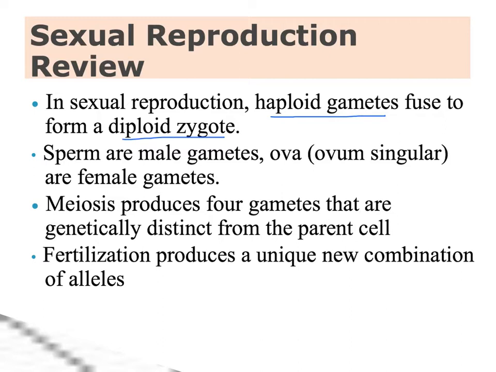Meiosis produces 4 gametes out of every parent cell, and those 4 gametes are genetically distinct, along with having only half the number of chromosomes, so that fertilization provides a unique new combination of alleles. Of course, with families, sometimes children do seem to resemble each other, when one particular allele dominates over another. But in general, you're going to get at least some unique alleles in every new organism.